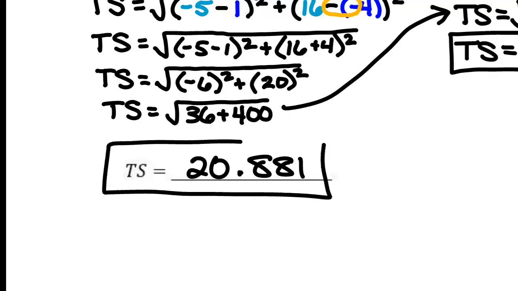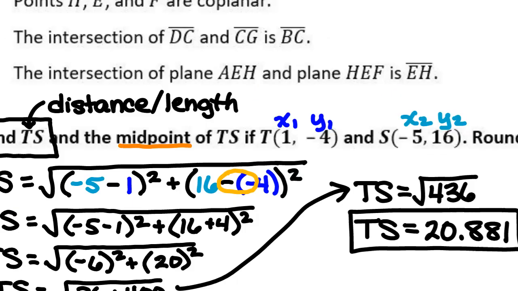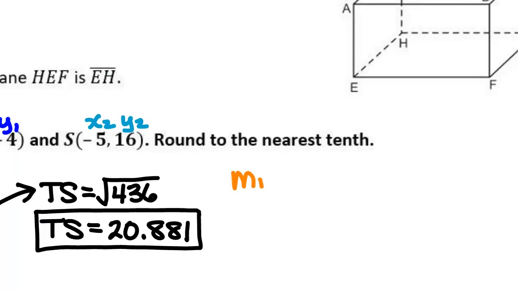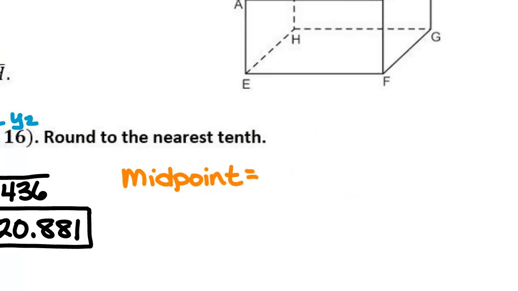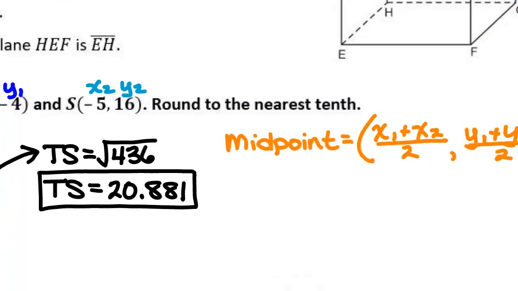All right. The question goes on to say, and the midpoint. So we found the length. Now we're going to find the midpoint. Our midpoint formula, which I will give you on the test, is x1 plus x2 over 2, y1 plus y2 over 2. Close my parentheses.